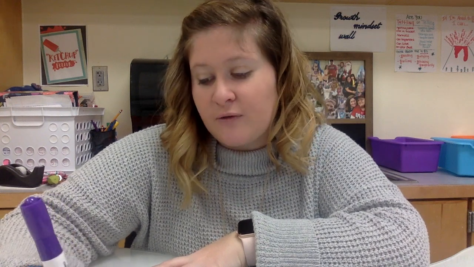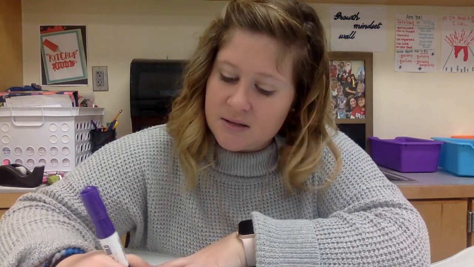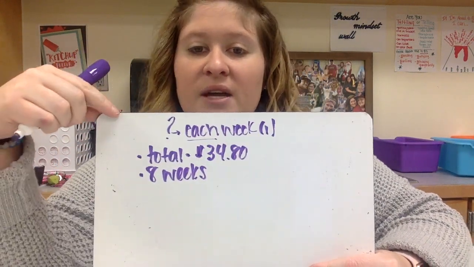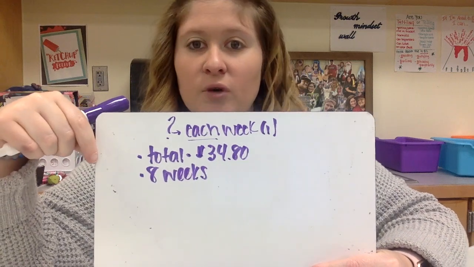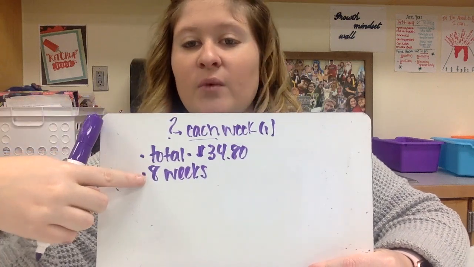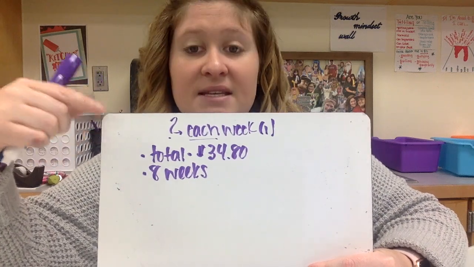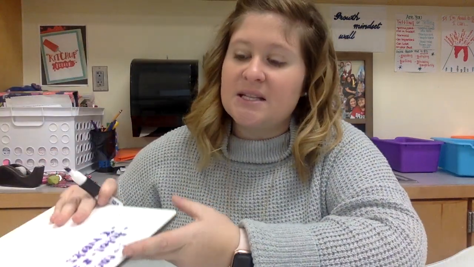So her total cost was $34.80, and that was for 8 weeks. So hopefully you're setting up your problems. We're trying to figure out each week with her total being $34.80 over 8 weeks. So if I'm trying to get down to 1 week, I need to split this into 8 equal groups. And if we're splitting into 8 equal groups, then that means we need to divide.